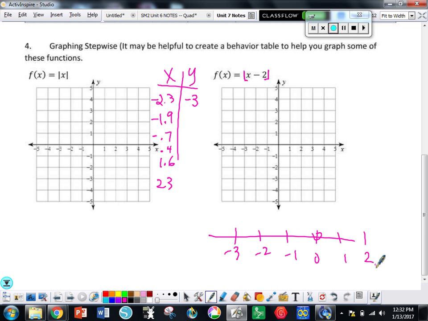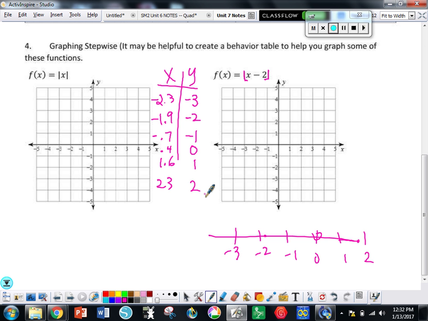Okay, if I were to input negative 1.9, which is about here, what's the next integer right below it? It's negative 2. And if I were to input negative 0.7, the next integer below it would be negative 1. At 0.4, it would be 0. At 1.6, the next integer below it would be 1, and so on, right? And then 2, and so on. How would I graph this?